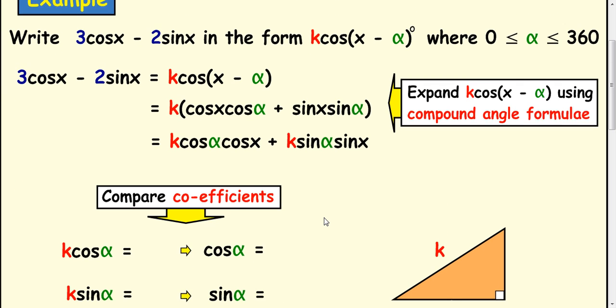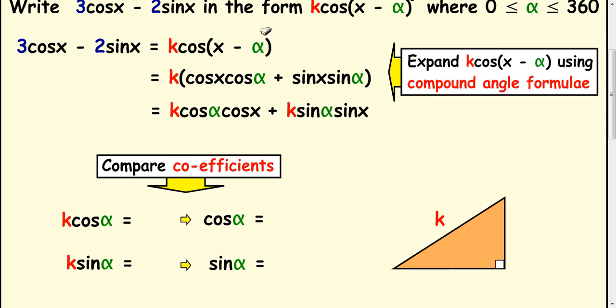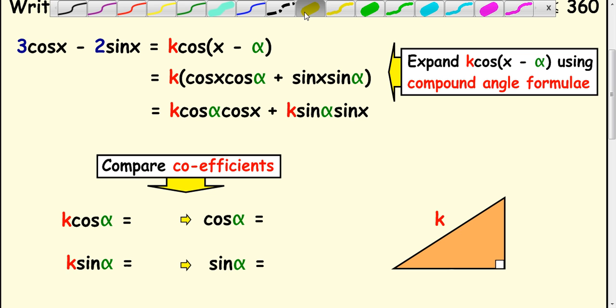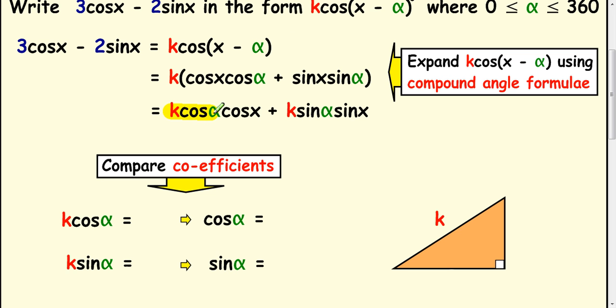So let's look at the coefficients now. Firstly, we'll look at k cos alpha. If we look up here, this is the value in front of cos x, and that's a 3. So we can quite happily write 3 here and rearrange it to get cos alpha, which is 3 over k, if we divide by k.